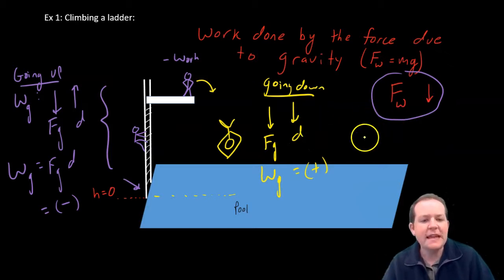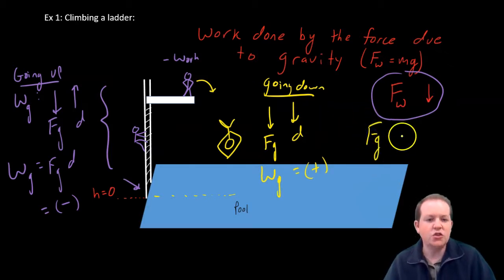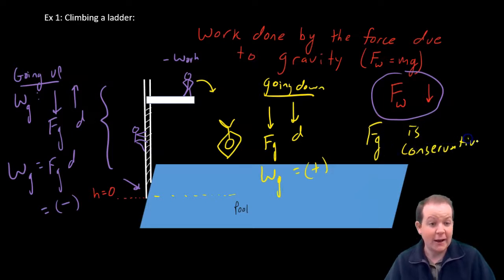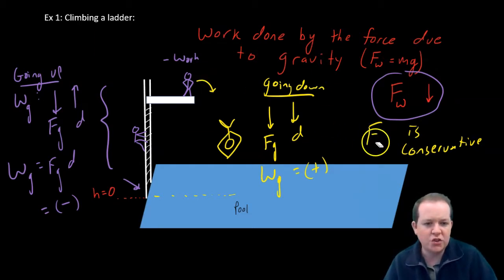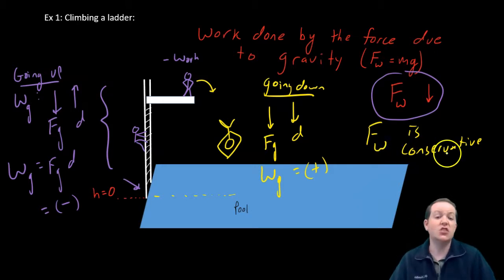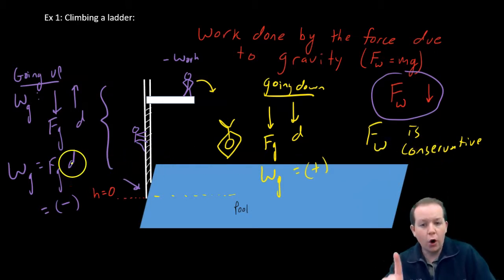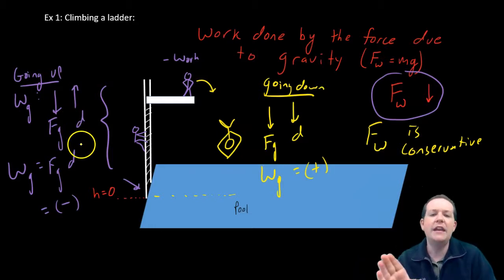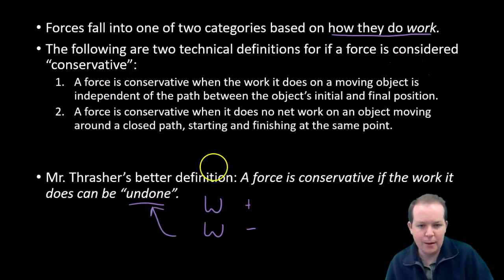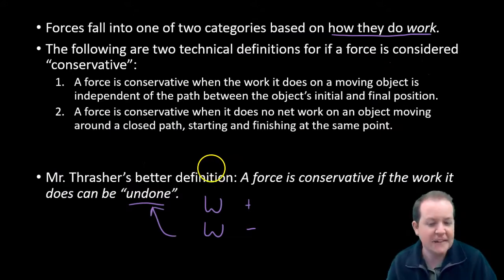Oh, that means the force due to gravity is conservative. Okay, again, I'll repeat. The force due to gravity, or maybe I should have said the force due to weight, because we've always used that W. The weight force is conservative because when the work goes up and the work goes back down, they end up undoing. They end up canceling. Remember, that was Mr. Thrasher's cheat definition.